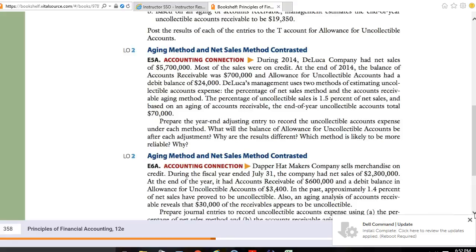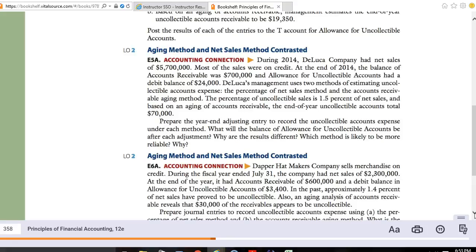DeLuca's management uses two methods of estimating uncollectible accounts expense: the percentage of net sales method and the accounts receivable aging method. The percentage of uncollectible sales is 1.5% of net sales. And based on an aging of accounts receivable, the end of year uncollectible accounts total $70,000.